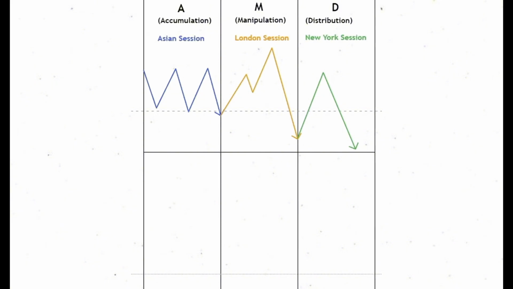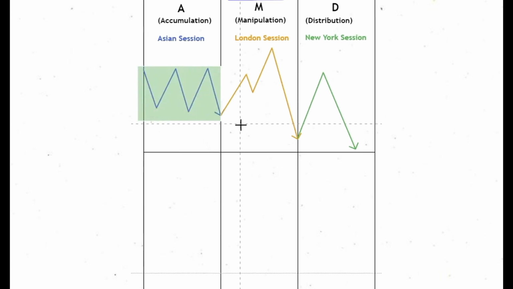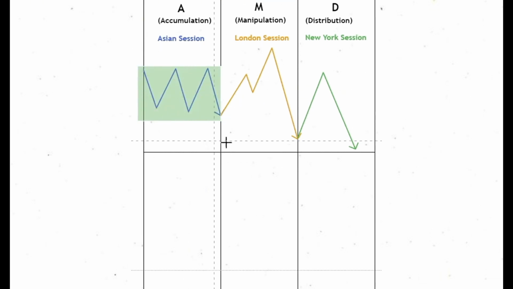Asian session, London session, New York session. So when you get to the charts, I want you to highlight the Asian session. If the Asian session has accumulated, you should expect London session to manipulate, and in which case you would expect New York session to distribute.